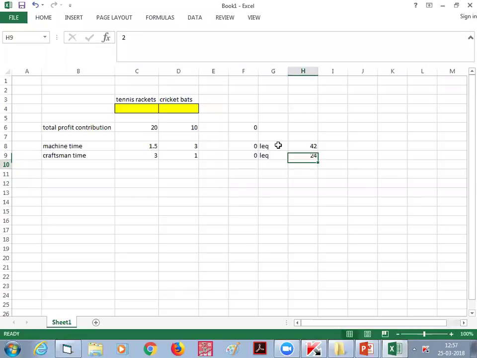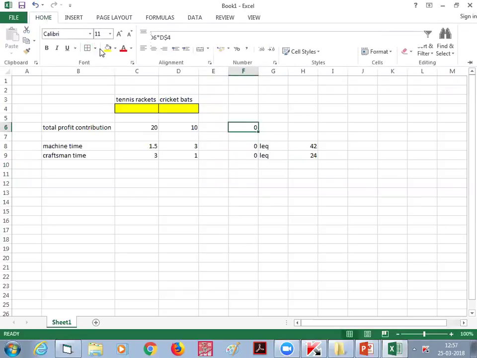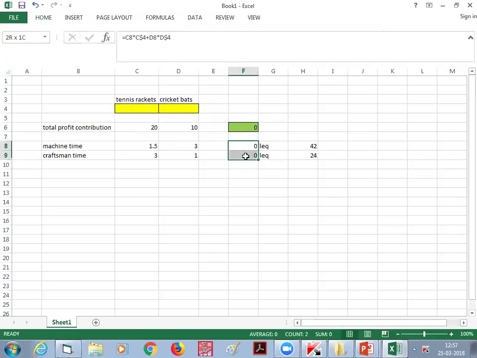All right, and we're almost done. So this one, I'm just making it look nice. So this is my objective function. These are the variables. These are the constraint left-hand sides. These are the constraint right-hand sides. Okay, so now I'm going to use an add-in called solver.